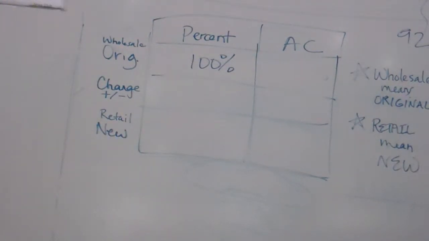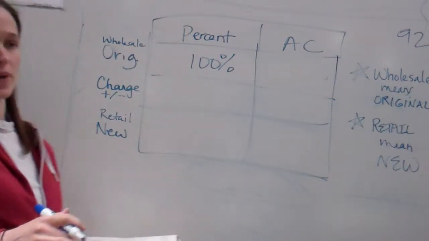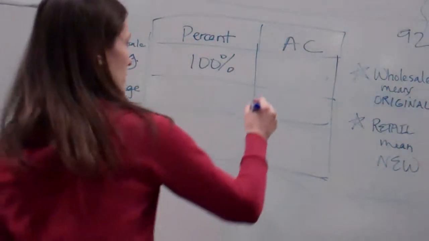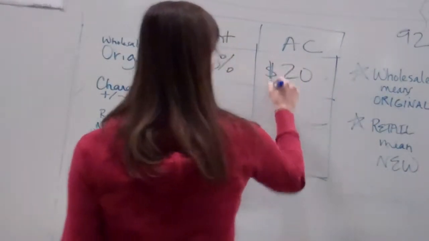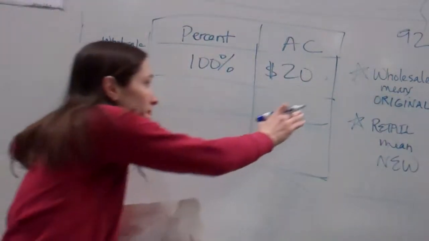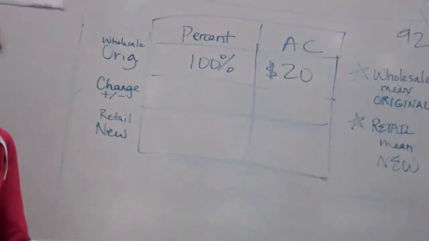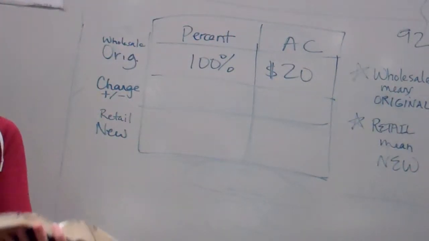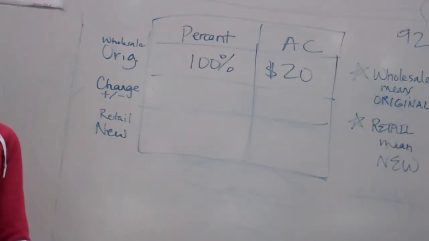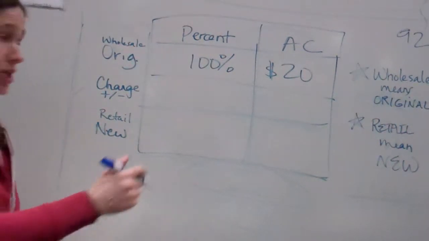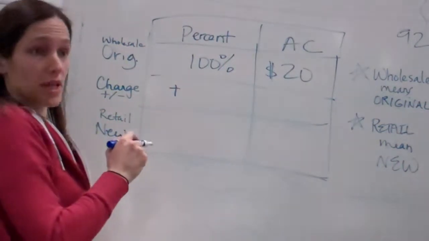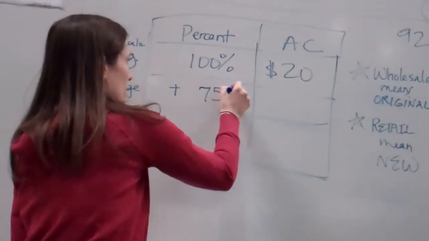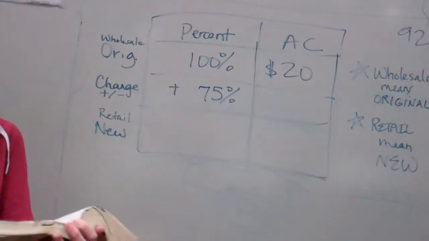All right, so here's what it says. A merchant bought an item at wholesale for $20. Where's the $20 going to go? Top right. $20. Okay? Then it says, and marked the price up 75%. Where's that going? Change plus 75%. And marked it up 75%.